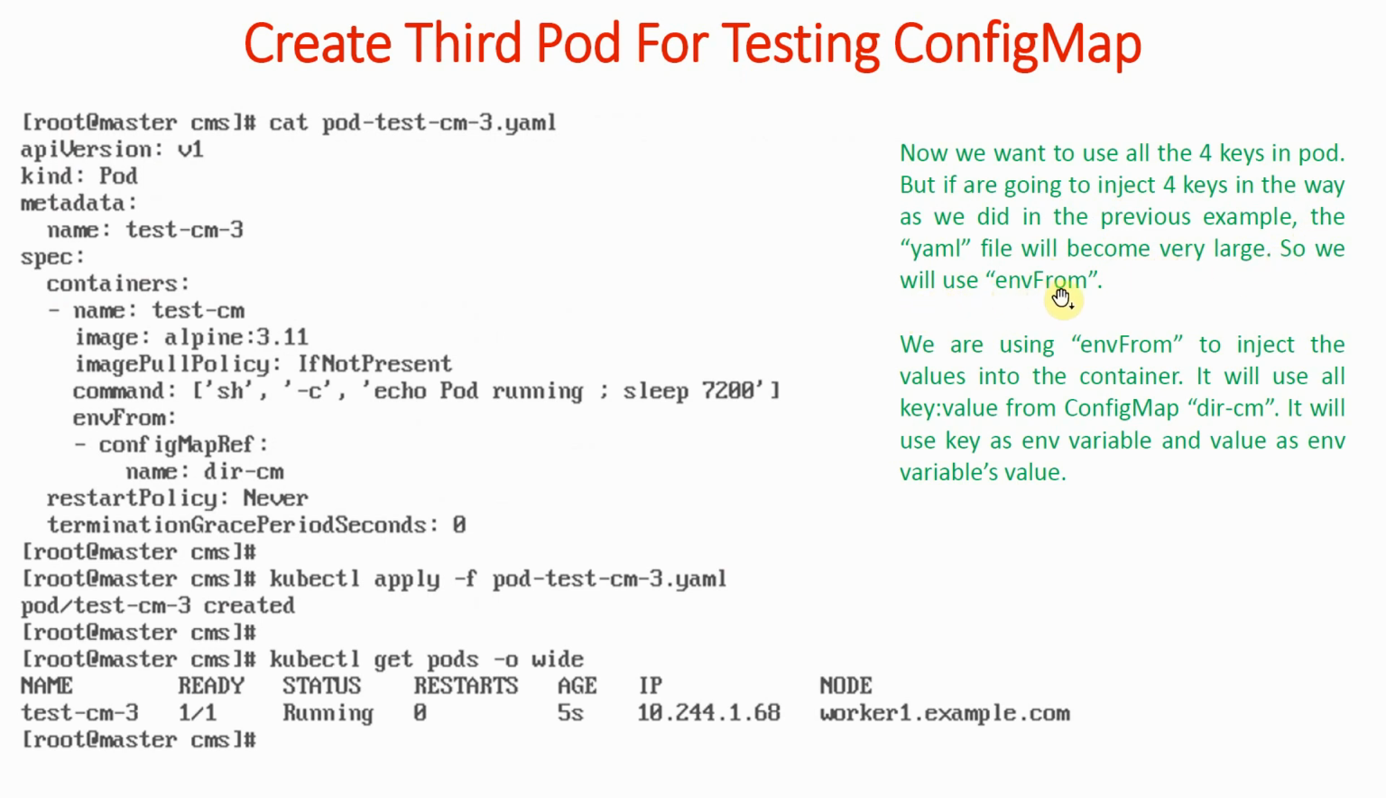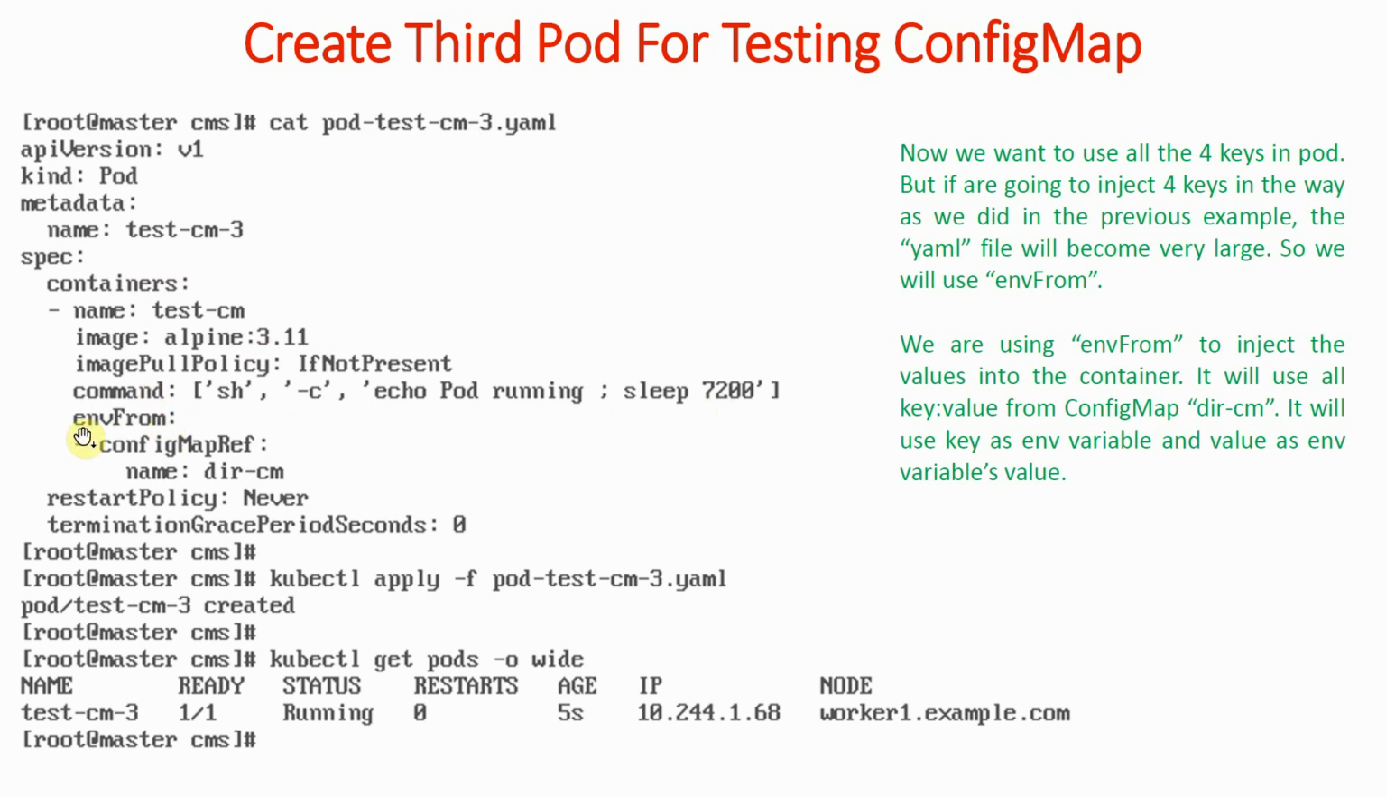We will use envFrom. We are using envFrom to inject the values into the container. It will use all key values from the config map. It will use the key as an environment variable name and the value as the environment variable's value. Look, we are creating the third pod test cm3. Here the kind of object is pod, API version is v1, metadata, that means the name of the pod is going to be test cm3. The container's name is testcm, image alpine, and this command it is going to run.